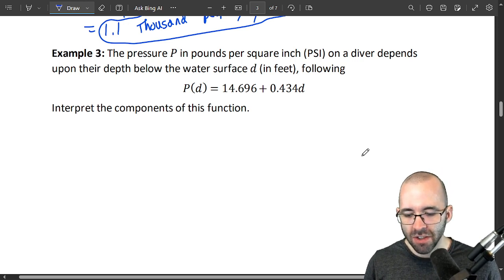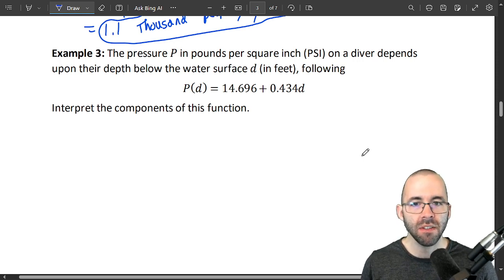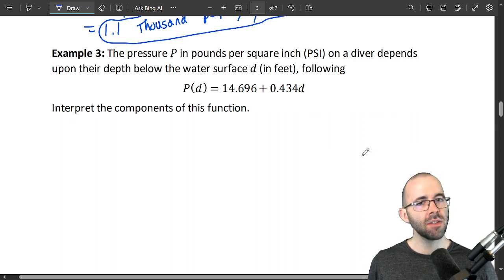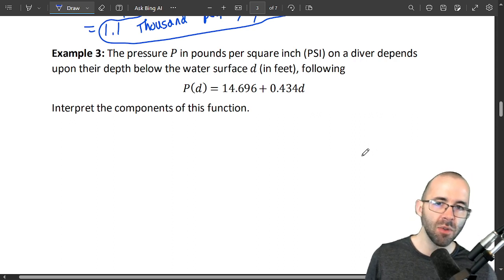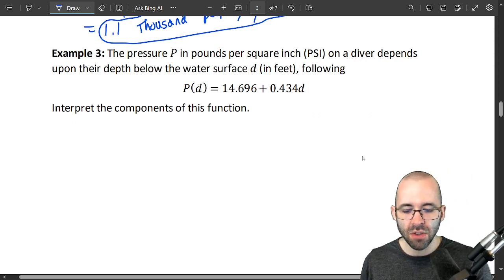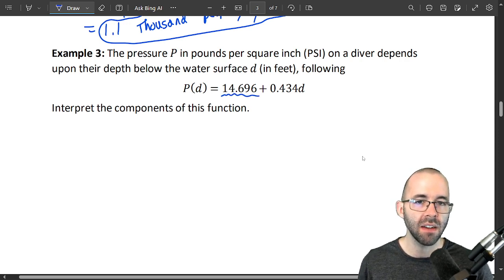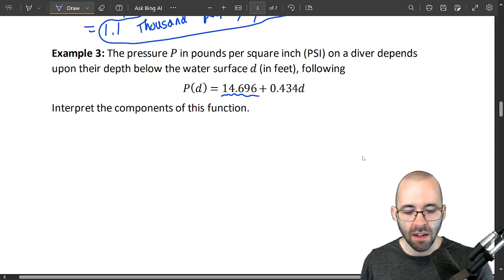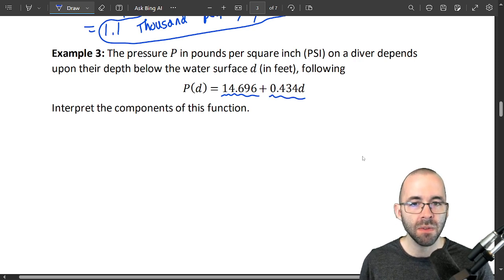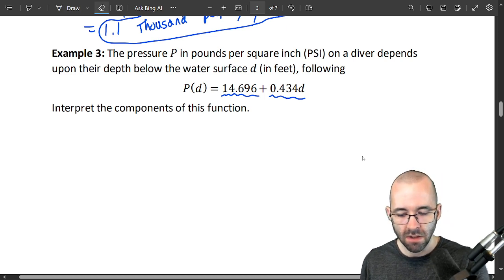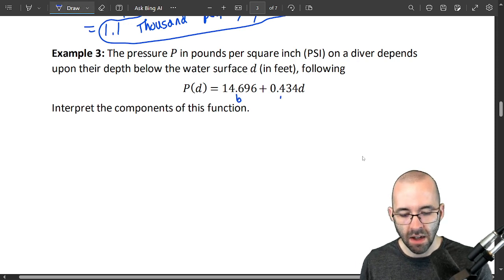Anyway, so the pressure depends on their depth, D, according to this formula. So let's interpret the components of this formula, because what does this formula mean? It means that the pressure starts at 14.696 psi, and it has a variable component as well: as the depth increases, the pressure increases as well. Let's look at this. This is our B, and this is our M.